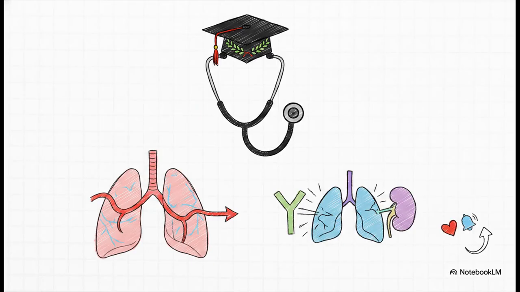Nailed it. Master those concepts, and you're going to crush any polyarteritis nodosa question the boards throw your way. But before we wrap up, let me leave you with one final thought to test your broader knowledge. We know PAN classically spares the lungs, but what small vessel vasculitis characteristically targets the lungs and the kidneys together? Think about your ANCA vasculitis.